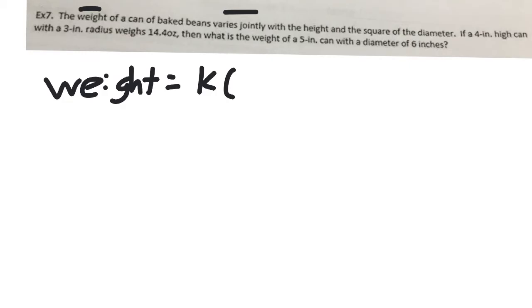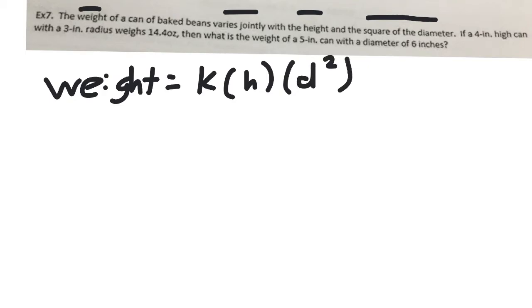So weight varies jointly. So I'm going to say that the weight is equal to K times, and then what are the two things it varies jointly with? The height, so times H, and then the square of the diameter. So that would be the diameter squared. So that's going to be my joint variation equation.